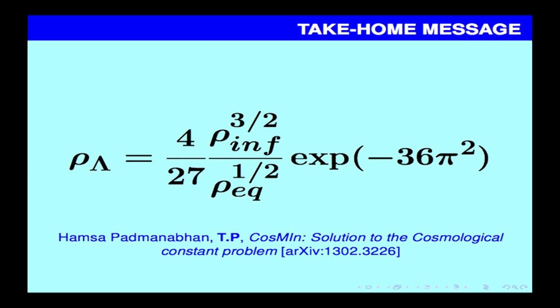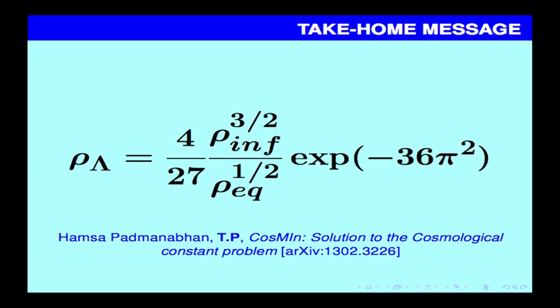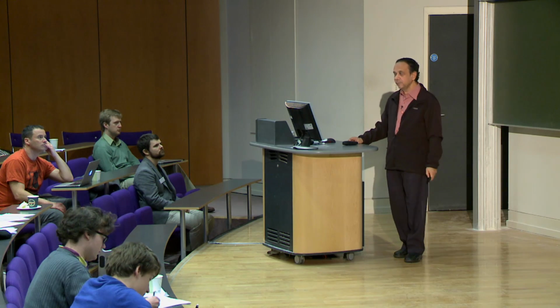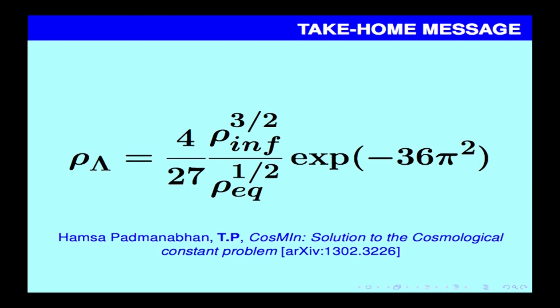This relation essentially connects the three densities of our cosmology: rho lambda, rho inflation, and rho EQ. If you just quickly put in the numbers and punch your calculator, you will find that this is in the right ballpark figure, and the smallness is explained by minus 36 pi squared. So, this is what I want to show you. In particular, I can invert this relation. Cosmological observations are very precise, and they tell me what rho lambda and rho EQ are. So, I can invert it and calculate what rho inflation is.